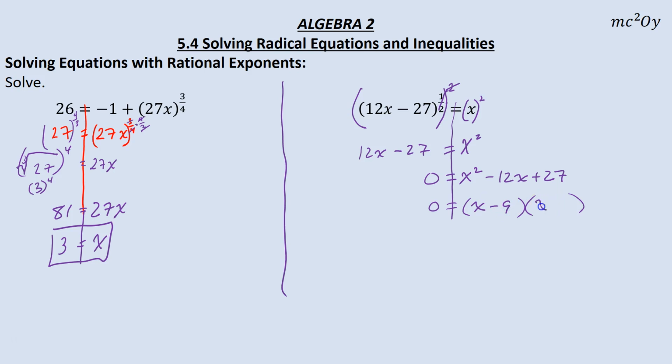x minus 9 and x minus 3. So x is equal to 9 right here, and x is equal to 3 here. You should check your work. You plug them back in.